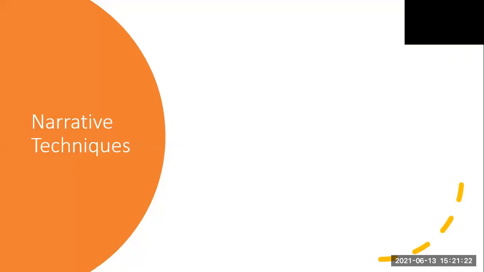Let's speak about some narrative techniques. Now, you know the word technique. Technique, we even use it in Arabic.